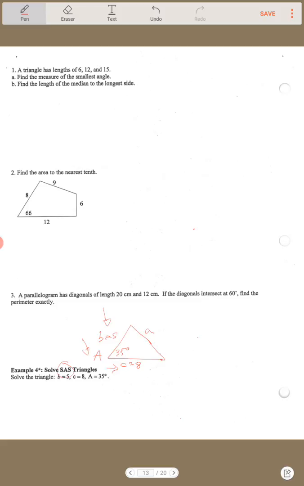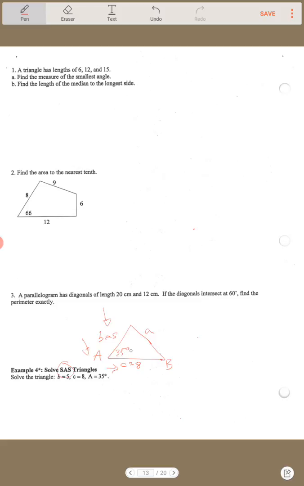Now if we think about what we can use, you have law of sines and law of cosines. Law of sines won't work here because if you just think about doing sine 35 over a, it's equal to sine of, let's say, B over 5. There were two variables there, and with two variables, we just can't solve that. So instead, let's go ahead and try law of cosines.